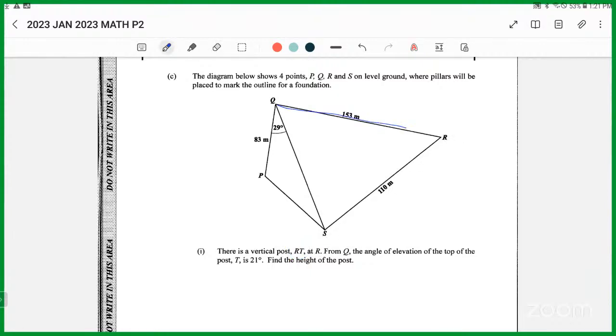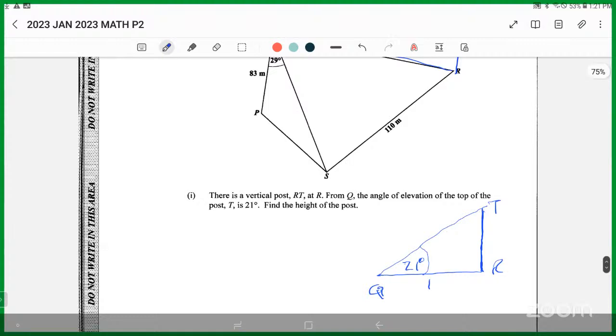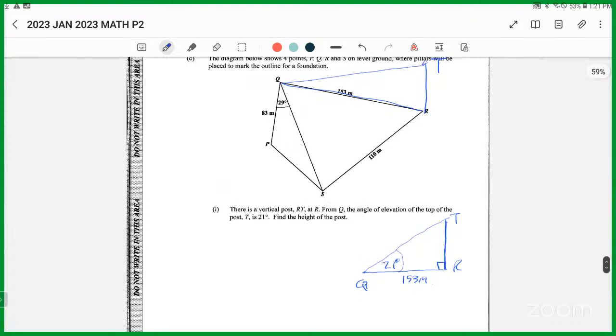There's this line from Q up to the top of the post. So it's like this. This is R, and then you have Q also. The angle of elevation looking up is 21 degrees, and this distance down here is 153 meters.